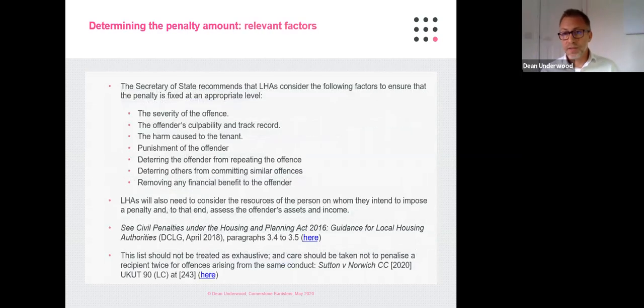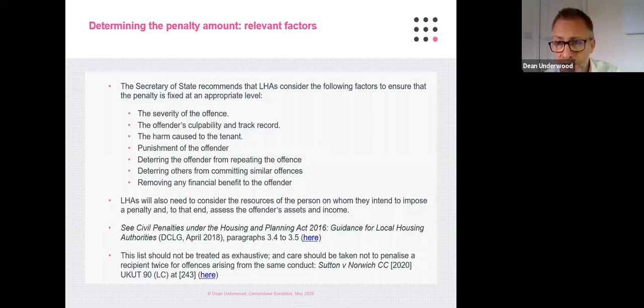Now the guidance, and I'd recommend that you read it if you are involved in calculating and imposing penalties. You have to have regard to it if you are a local housing authority. That recommends that there are several important factors that a local housing authority should consider to ensure that it reaches an appropriate penalty. And it lists a number of them: severity of the offence, the offender's culpability and track record, the harm caused to the tenant, which includes potential harm caused by the conduct in which the recipient has engaged. And that, as you'll appreciate, is a particularly important factor in this context.